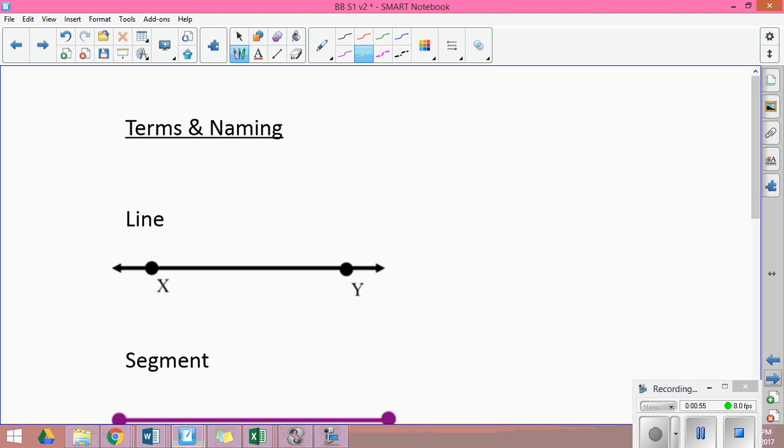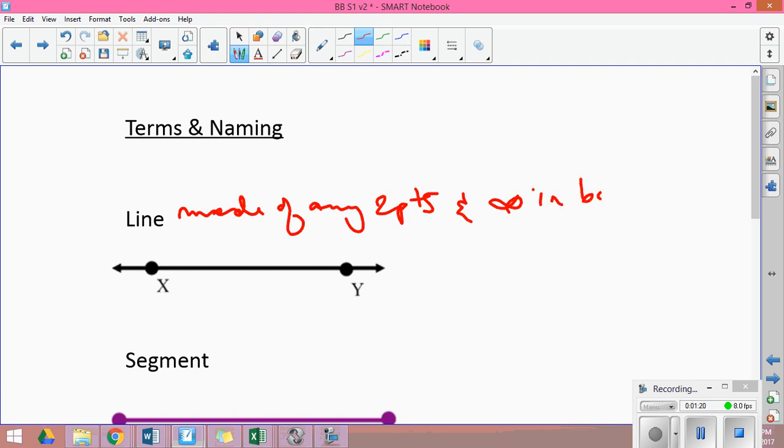So some naming things, and it might seem strange to talk about naming, but geometry is a very technical mathematics, and you got to be able to name things and understand the notation correctly. So a line is made of any 2 points, and it's infinite in both directions. So that's something you're probably fairly familiar with.